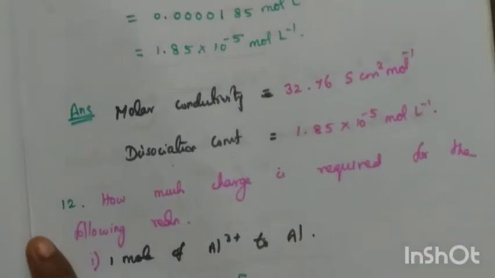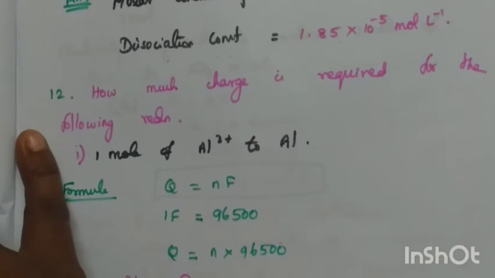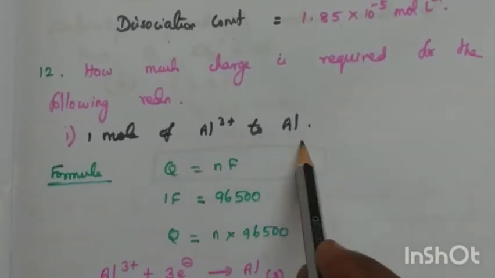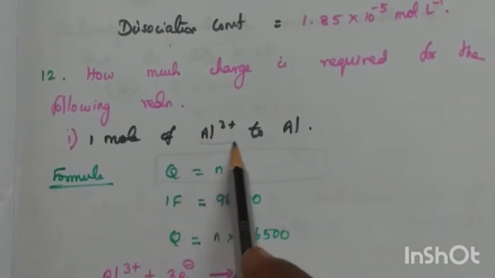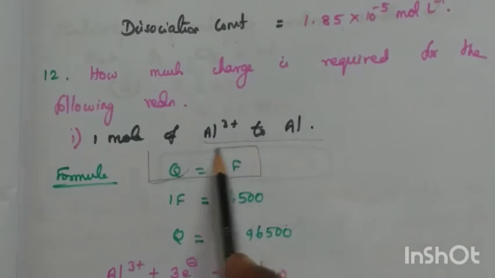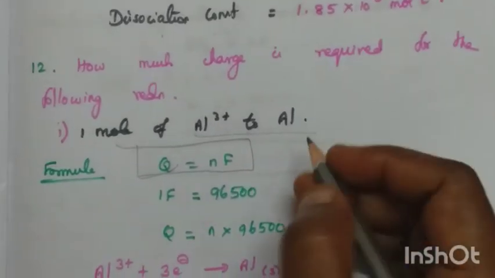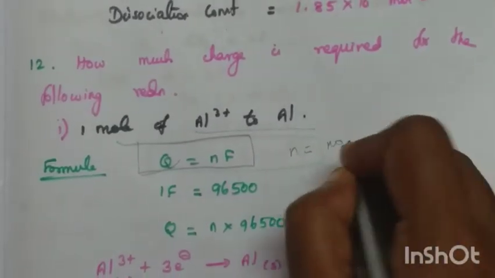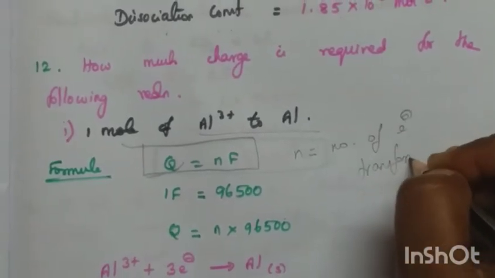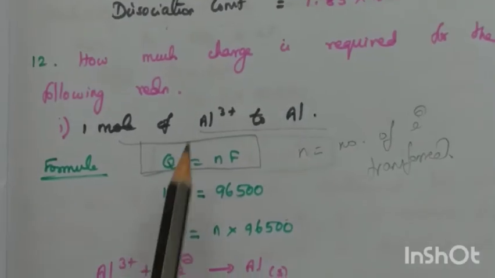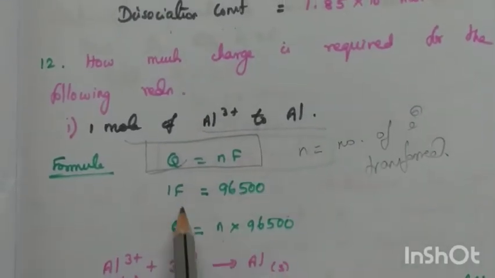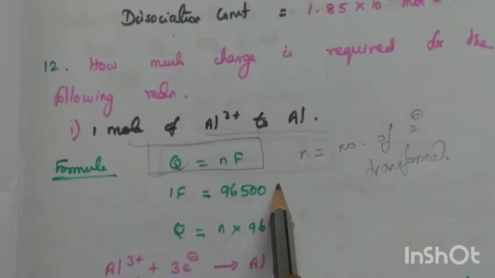Now we are going to see the 12th problem: how much charge is required for the following reaction, 1 mole of Al3+ to Al. To convert 1 mole of Al3+ to Al, the charge formula is Q is equal to n into F. n is the number of electrons transferred. How many electrons? Al3+ means 3 electrons. So n, F, what is F? 1 Faraday is equal to 96,500 coulomb.